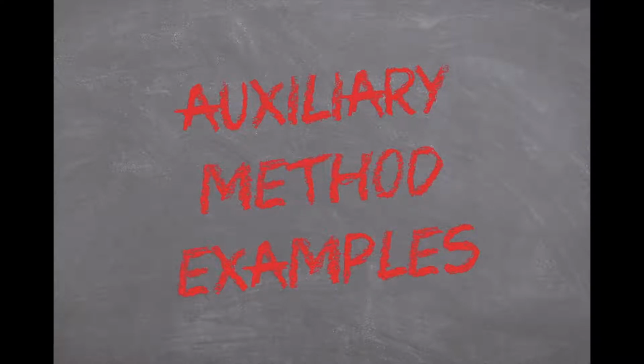The second time that we might want to use it is if we are trying to solve an equation that has sine and cosine. And we can use the auxiliary method to do the same thing to help us to solve it. So let's get started. Okay, first example.